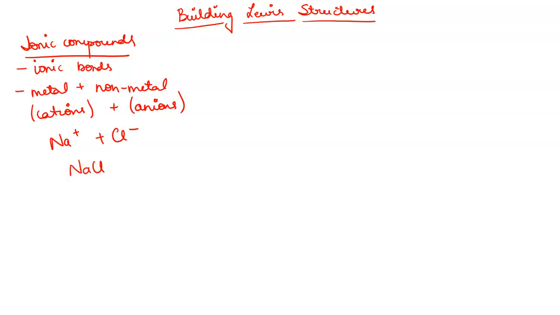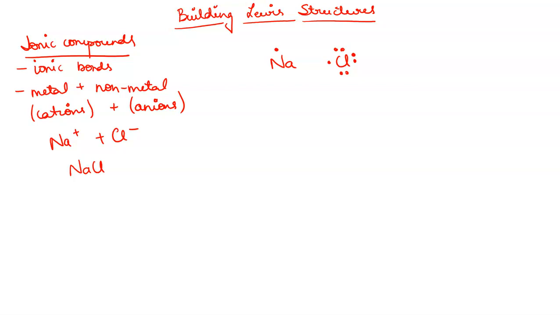But now if we were to actually draw this out, how would we do it? First we would take sodium. How many valence electrons does sodium have? You can go back and check. Sodium has a single valence electron, so you can draw it like so. And then chlorine has how many valence electrons? 7. So 1, 2, 3, 4, 5, 6, 7. So 7 valence electrons.